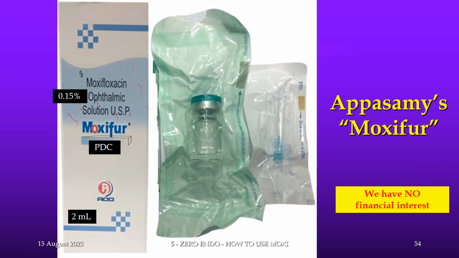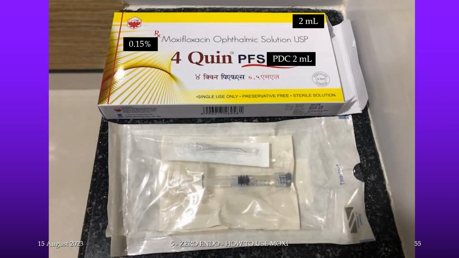In the same line, we also request Apasami Pharma to make the same 2 ml 0.15% Moxifor PDC vials, pre-diluted concentration vials available for us, lowering the concentration from the present 0.5% to 0.15% so that we can use it directly into the anterior chamber. Similarly, we also request Antod Pharma to make available a 2 ml 0.15% 4-quin PDC PFS.